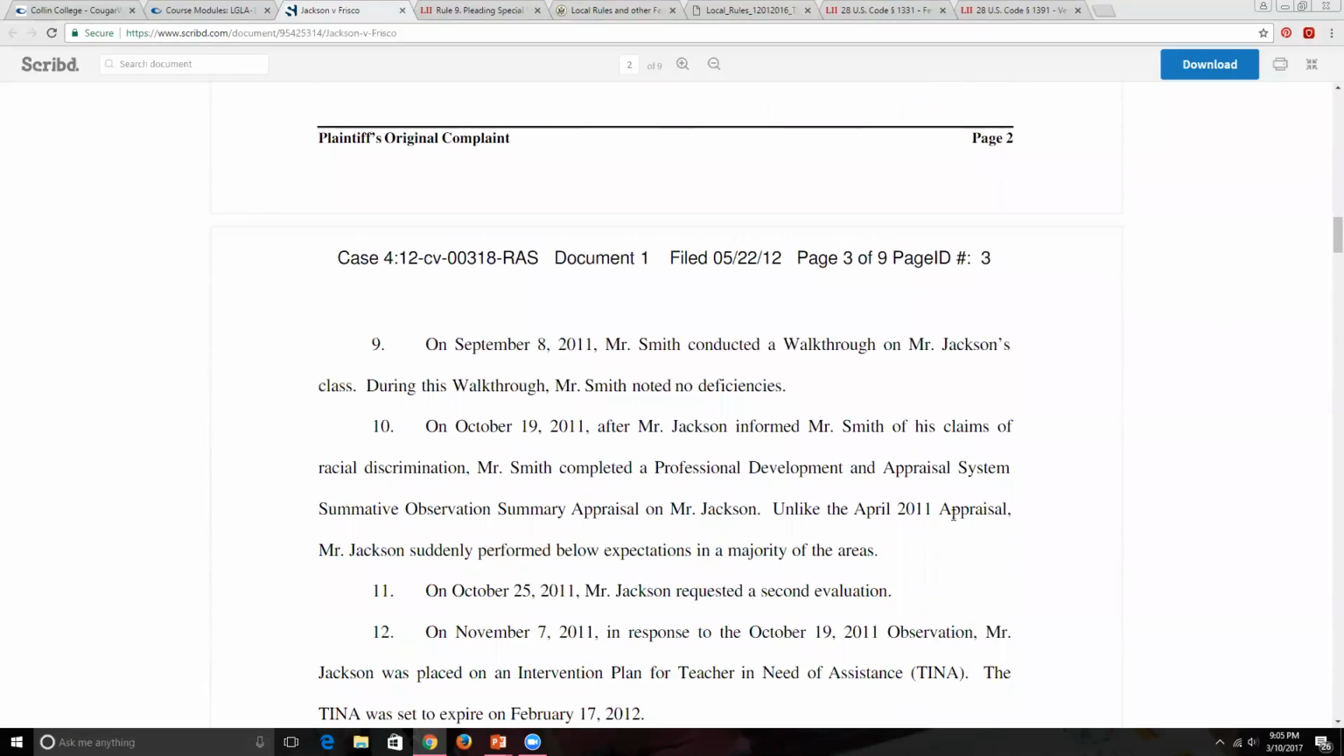And this was in April, and now we're to October. Unlike the April 2011, and you can see this is correct, there should be no comma when the date is actually left out, and there needs to be no comma after here. Unlike the April 2011 appraisal, Mr. Jackson suddenly performed below expectations in a majority of the areas.